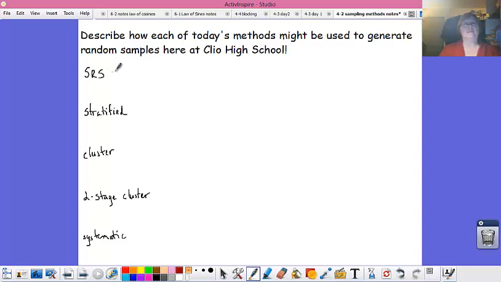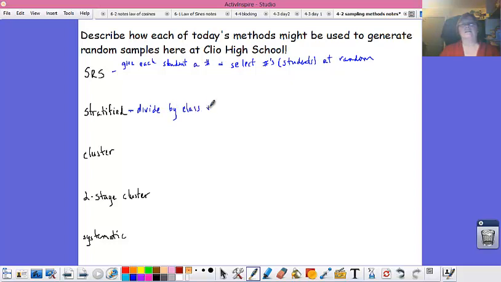If we're doing a simple random sample in our high school, we'd have to give each student a number and select randomly. So select numbers, which represent students, at random. If we wanted to stratify here at the high school, a good way to do it is by class. Divide by class and take a simple random sample from each class.